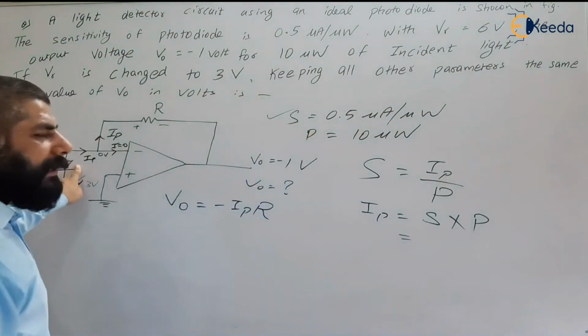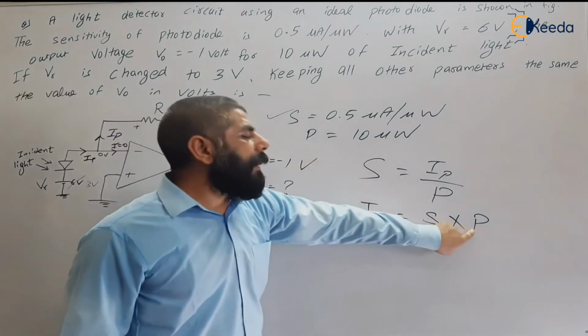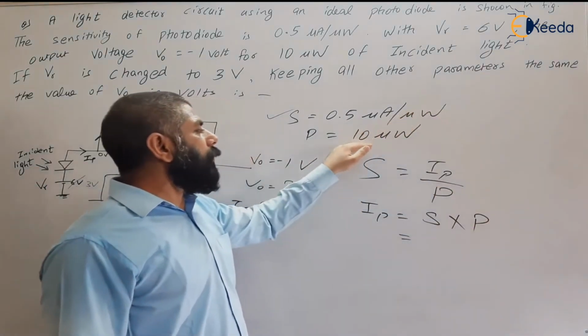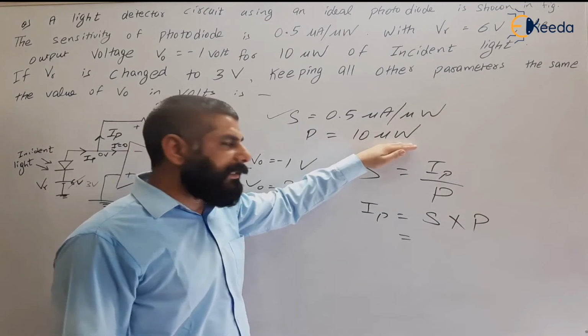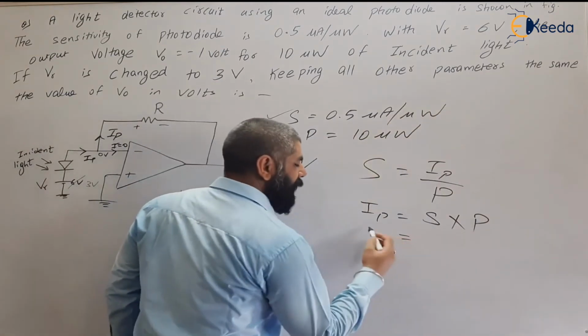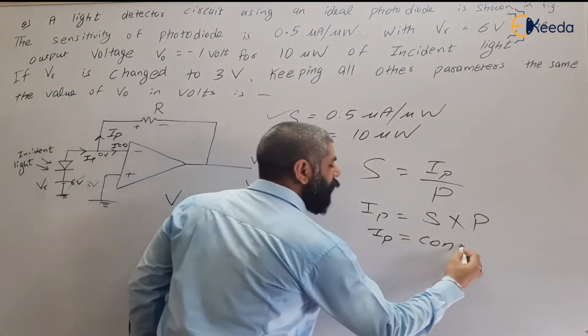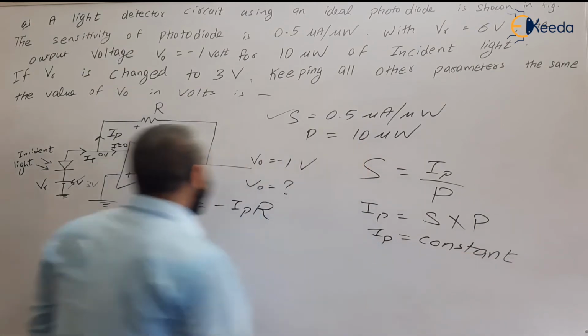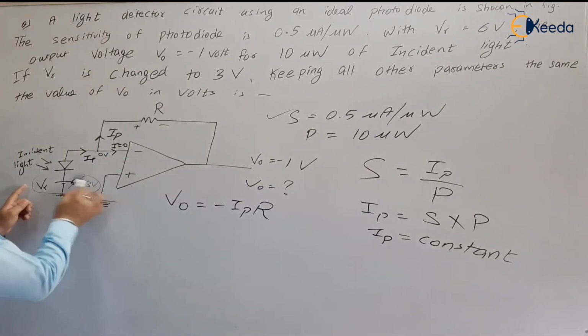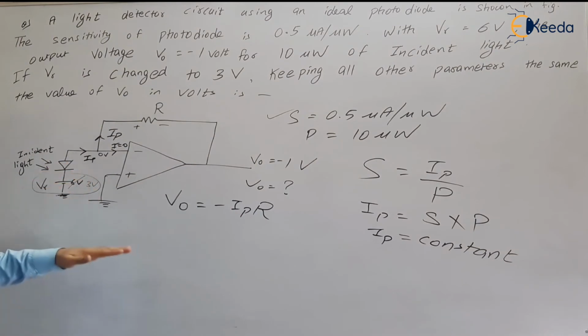The sensitivity of the photodiode is not changed, and the optical power is not changed; the power of the incident light remains the same. So S is the same, IP is the same, which means the photo current is constant, independent of this value of cut-in voltage. This voltage is there to make the diode reverse biased.